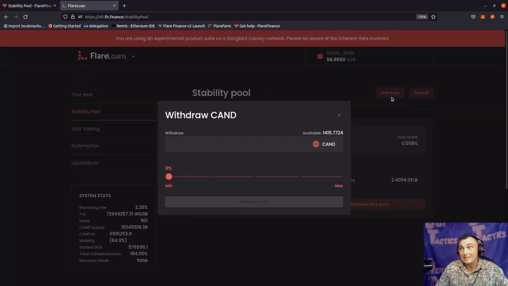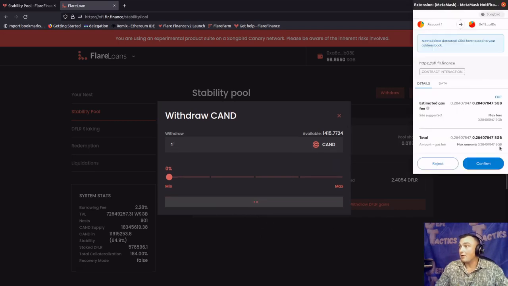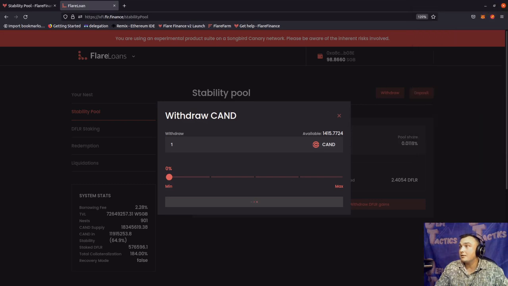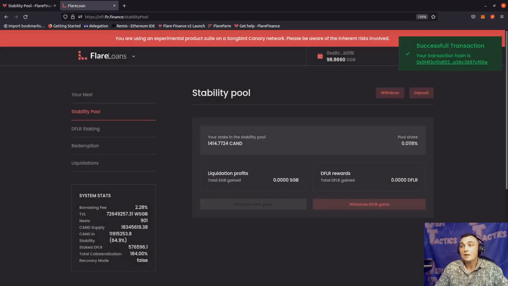So as I usually do, I'm going to click on the withdrawal. I'm going to withdraw one Canary dollar. I'm going to go ahead and confirm the transaction and wait for confirmation. We got a successful transaction, so now all of these profits have been claimed.